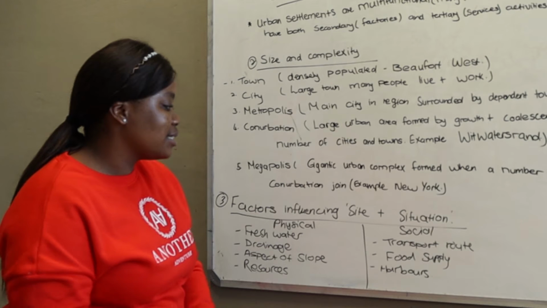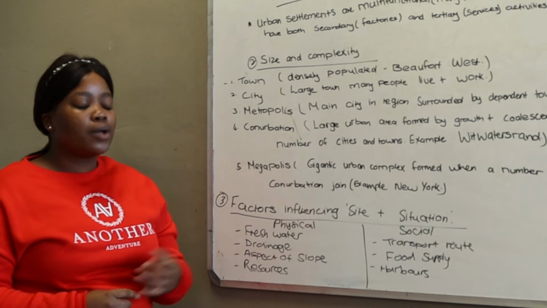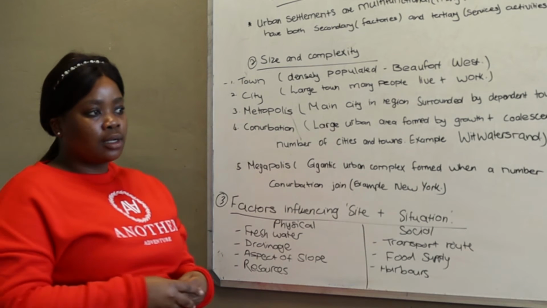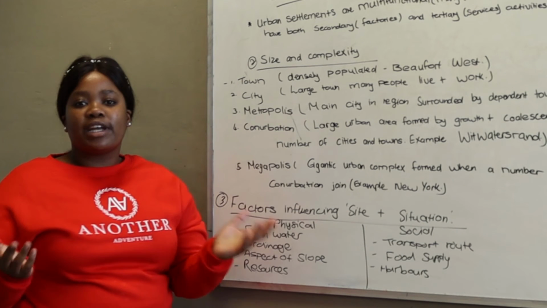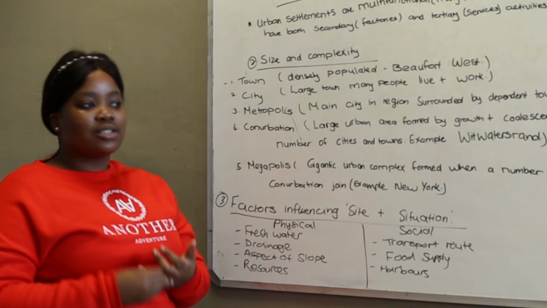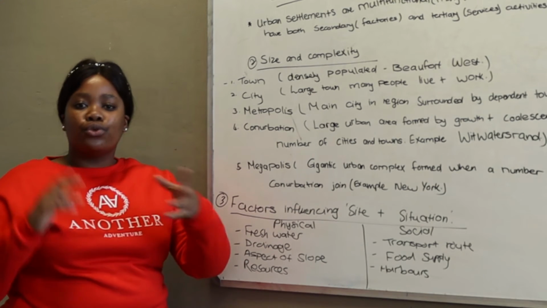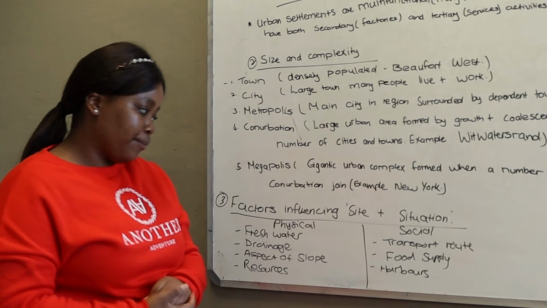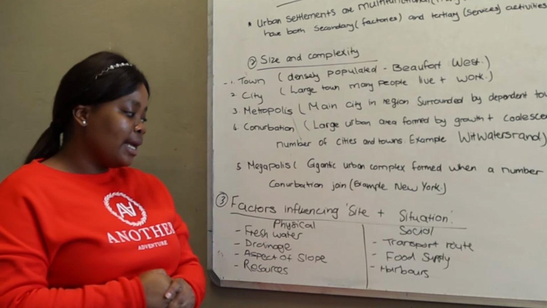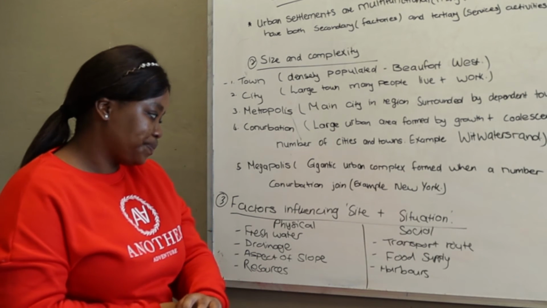And the social factors is transport route. When they talk about transport routes, they talk about people that go to work. And obviously, when you go to work, not everyone has a vehicle. So you look at, will there be taxis, will there be buses where you will live in order for you to transport to work every day. The second one is food supply. And then the third one is harbors.